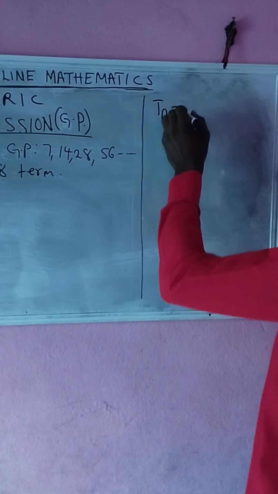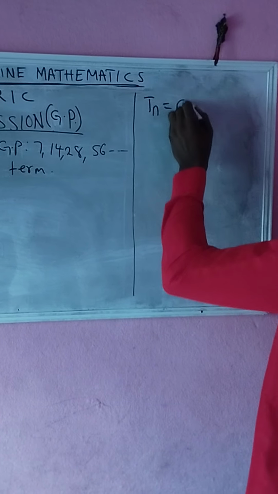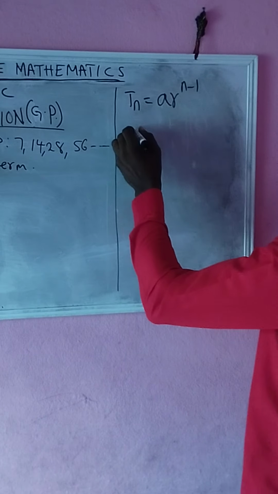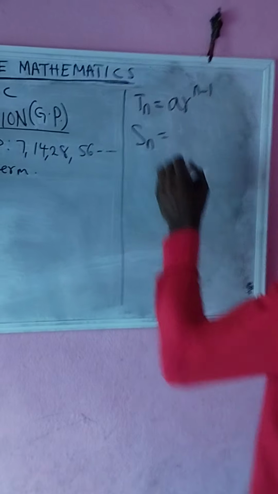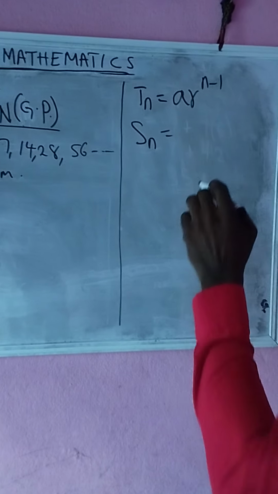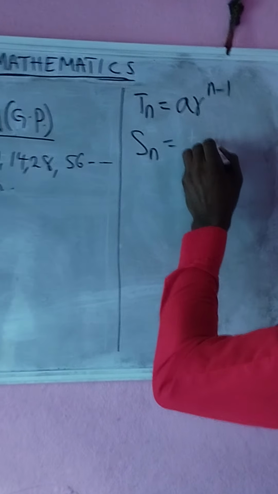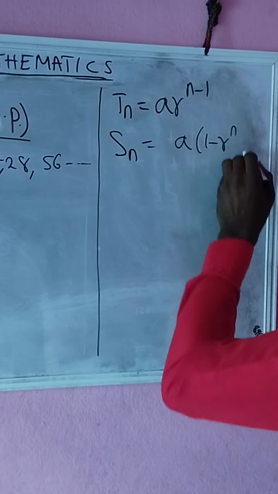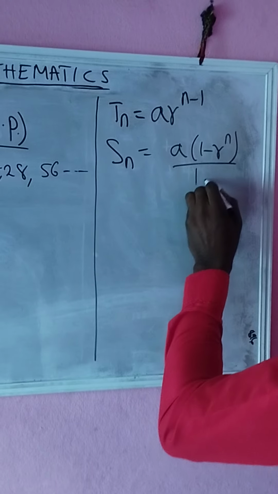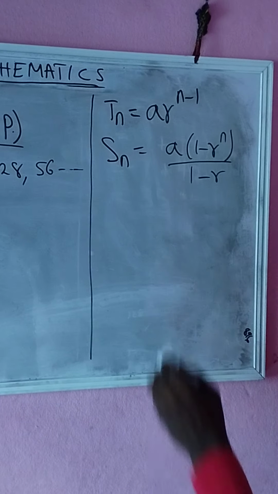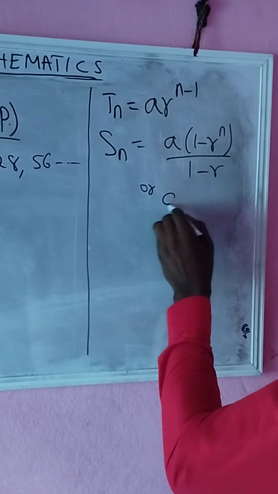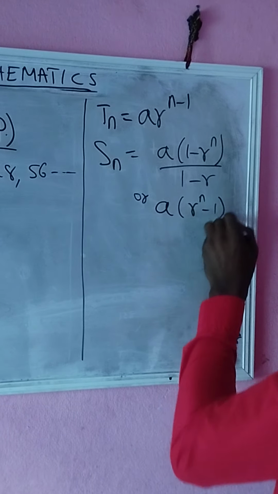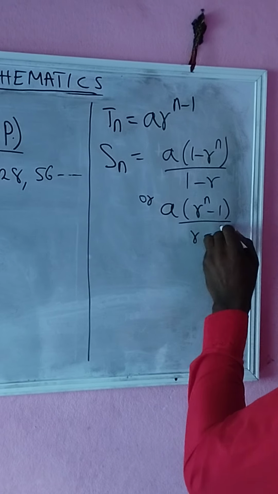The nth term of a geometric progression is given by the formula ar raised to the power n minus 1, while the sum of terms, Sn, is given by the formula a(1 - r^n) over 1 - r, or a(r^n - 1) over r - 1.